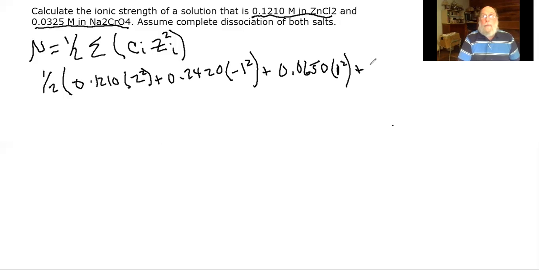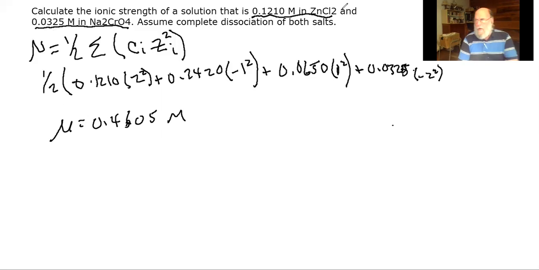plus finally 0.0325 molar in the chromate times -2, and you see it's squared, so they come out just the same. So if you plug all that in together, once again, every positive and negative count the same, and they're additive. Everything that's in the solution contributes to the ionic strength, and that all ends up being 0.4605 molar.